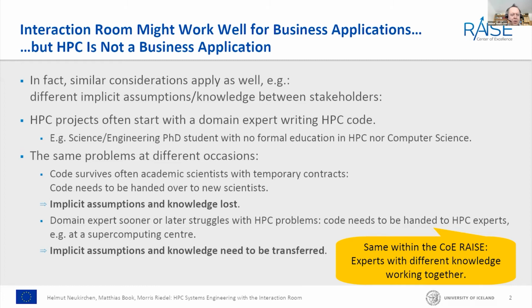Or sooner or later, that domain expert, I said, with no strong education in computer science nor HPC, struggles with HPC problems, the code does not scale well or whatever. And then the code needs to be handed to some HPC expert at a supercomputing center. But of course, that HPC expert knows a lot about HPC, but not about that particular problem that this code is about. And then again, these people somehow need to talk to each other and knowledge needs to be transferred. And as said, essentially, we have the same here in our Center of Excellence RACE.